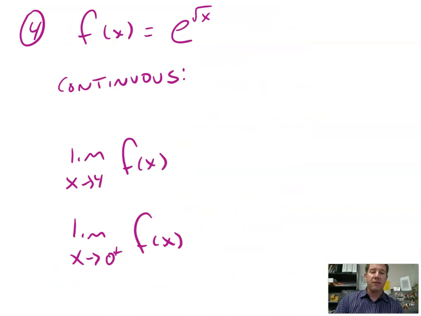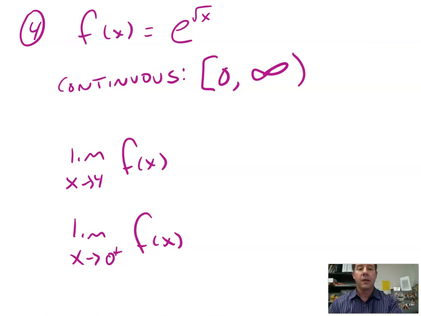Okay, boys and girls, here we go, our very last one. We're given the function e to the square root of x. We want to identify the intervals in which it's continuous. And then we need to talk about the limit as x approaches 4 of f of x and the limit as x approaches 0 of f of x. First and foremost, these are continuous anytime the function is defined. This function is defined from 0 to infinity, so it's going to be continuous on 0 to infinity.